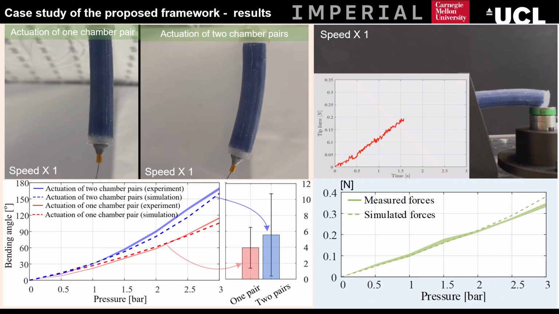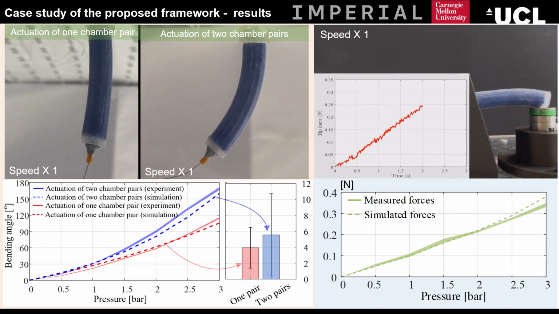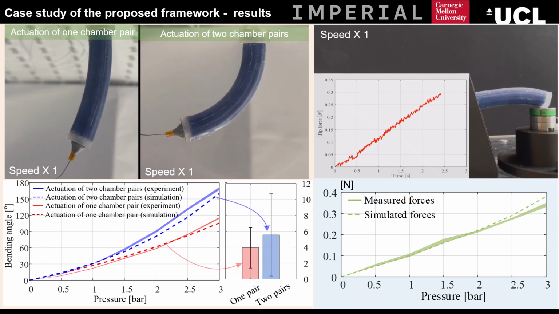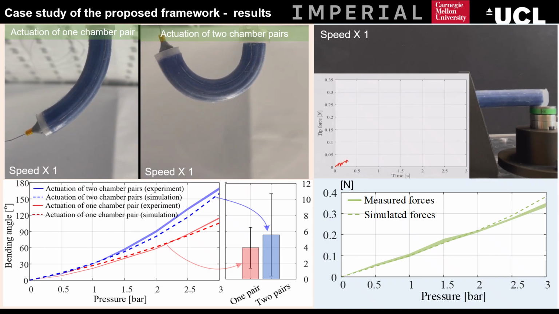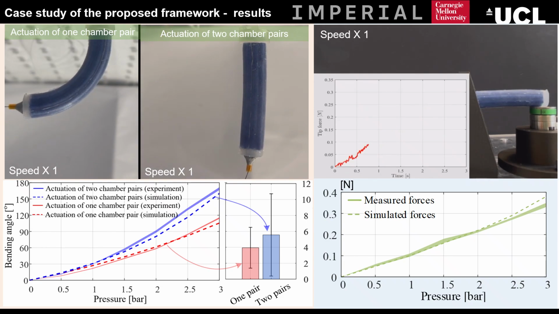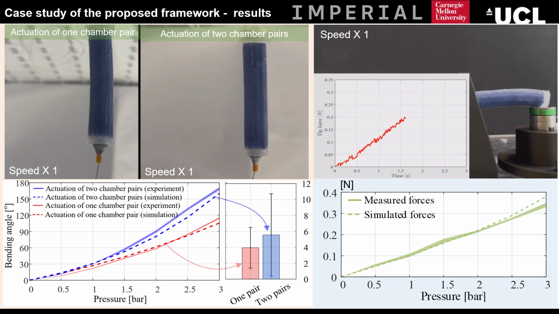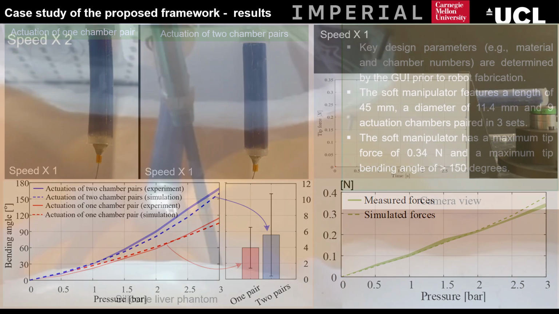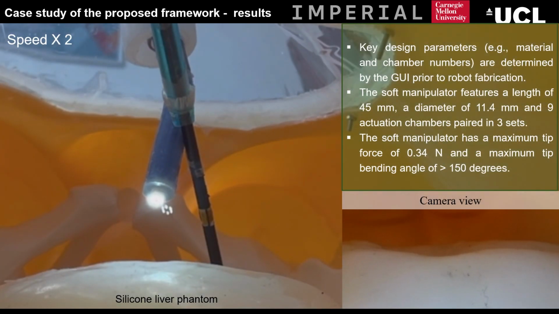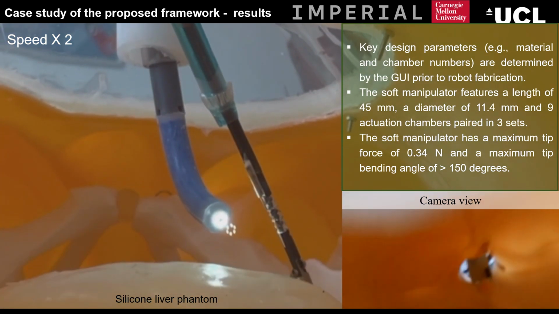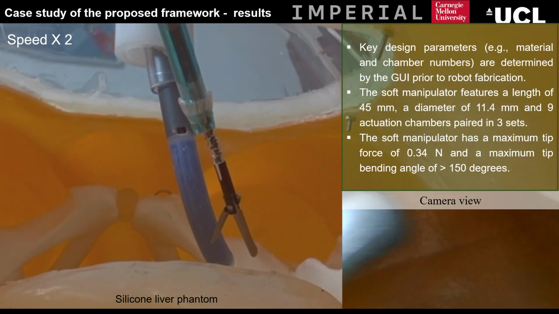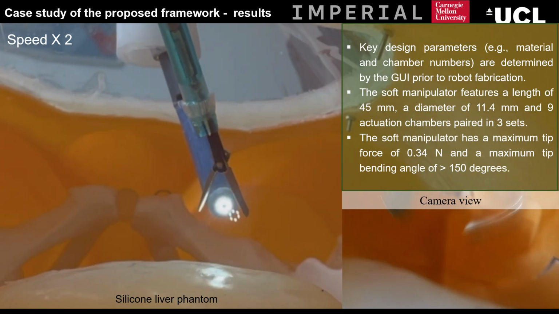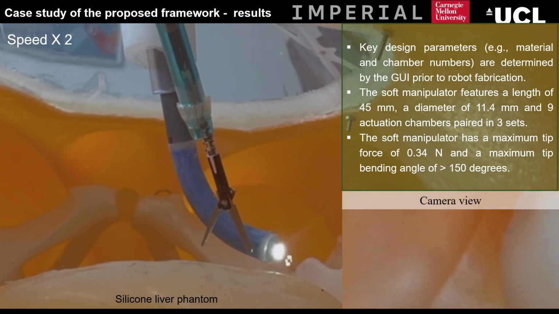Additionally, footage on the right-hand side shows the tip forces with maximum measured and simulated values of 0.34 and 0.38 Newton. The model's error in force prediction is about 5%. In a plastic human phantom, the designed soft manipulator works together with a vertical grasper. The robot is actuated by the benchmark platform presented before.